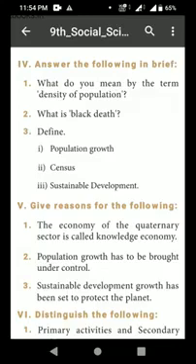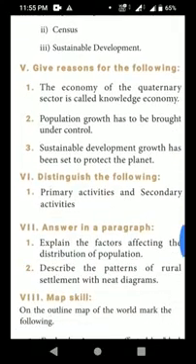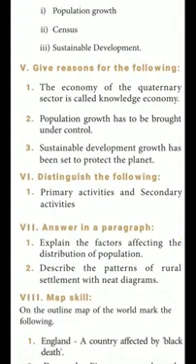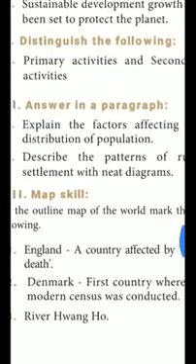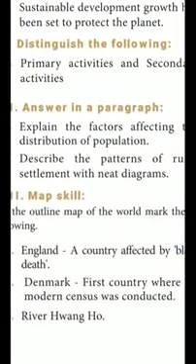Now, Roman number 7, answer in a paragraph. First question. Explain the factors affecting the distribution of population. That one, page number 212, under the heading distribution of population. Population distribution refers to the way in which people are spread out across the Earth's surface. The world population is not uniformly distributed owing to the following factors.